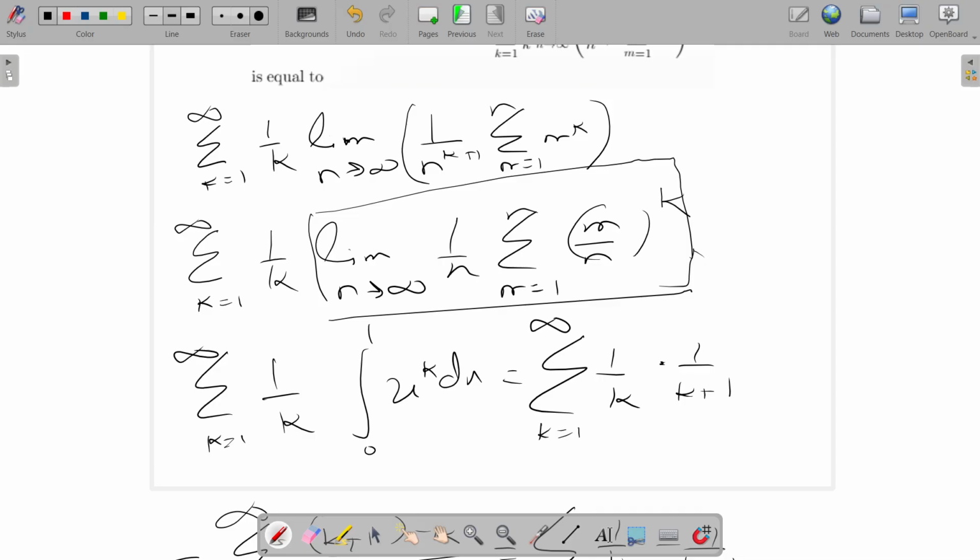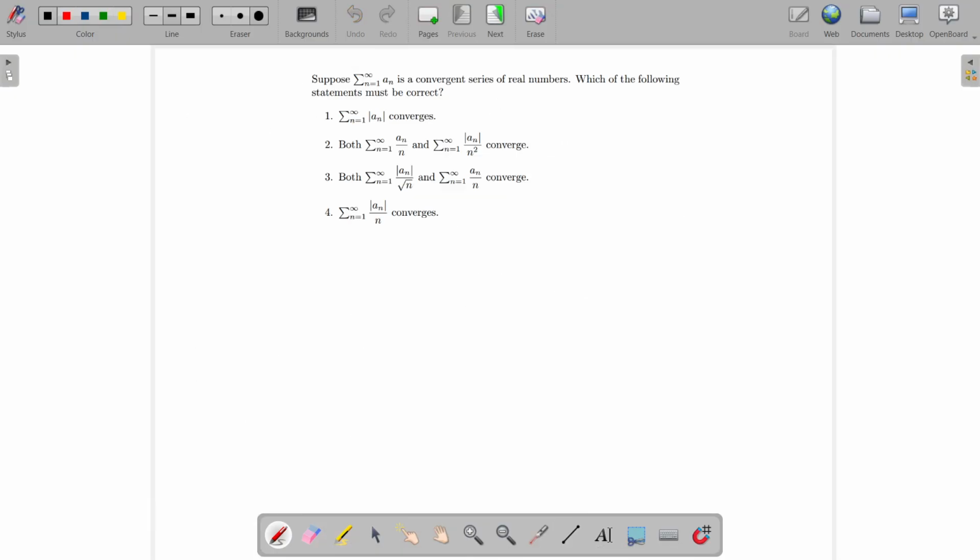Now let us move on to an interesting question. This is a pretty cool, nice question. It is given that the summation n equals 1 to infinity of a_n converges. Which of the following statements must be correct? This is the question. Now the first statement is false.